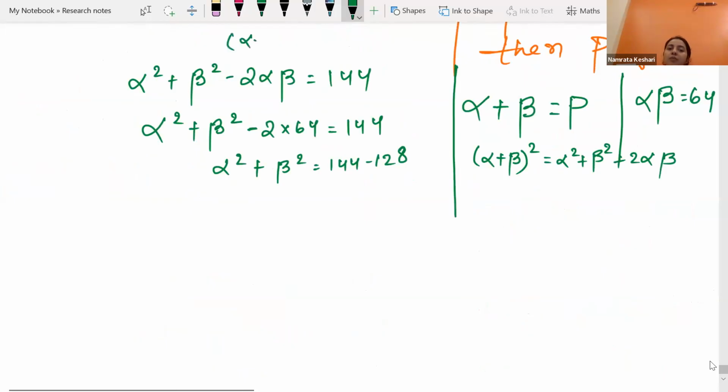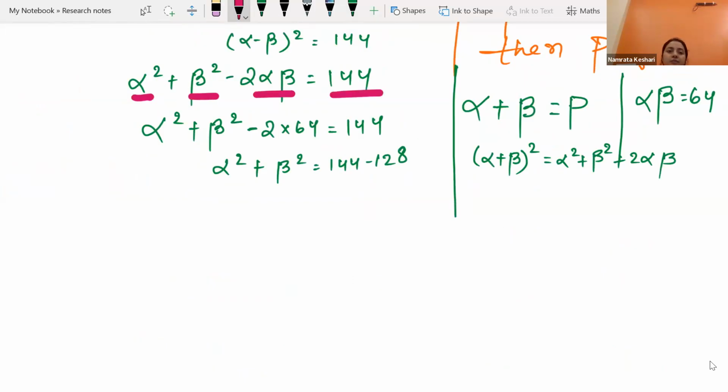हमारे पास क्या था, अल्फा माइनस बीटा होल स्क्वायर था 144, राइट? इसे हम लिख सकते हैं अल्फा स्क्वायर प्लस बीटा स्क्वायर माइनस 2 अल्फा बीटा बराबर 144. Can we write it? That means alpha square plus beta square minus 2 alpha beta, that means 64 we are having as the alpha beta value.